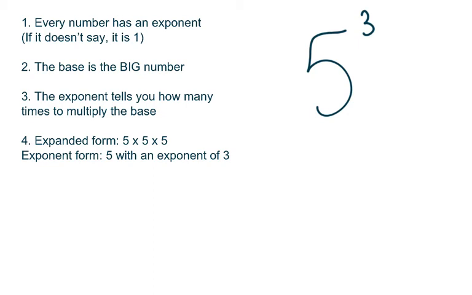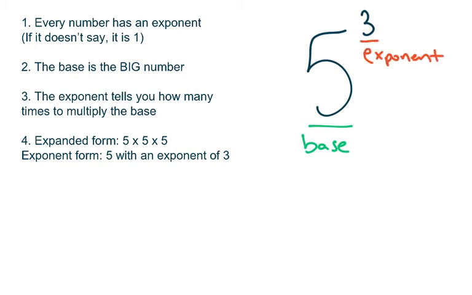It's just invisible. This number over here to the side is a big 5 with an exponent of 3. So 5 is the base. I wrote down the base is the big number. Base and big, they both start with B so you can remember that. So this is the base, and the exponent tells you how many times to multiply the base. The exponent is that little guy right there.